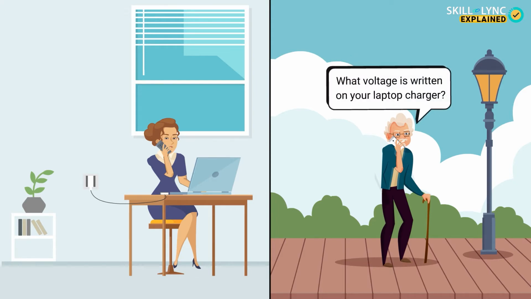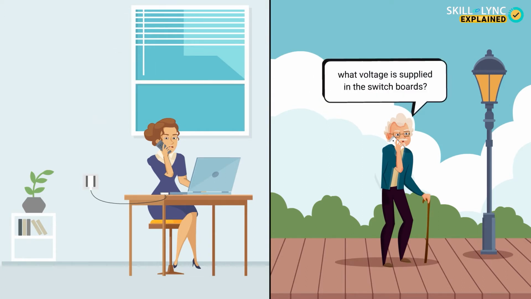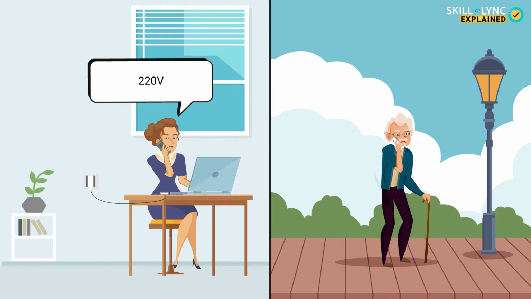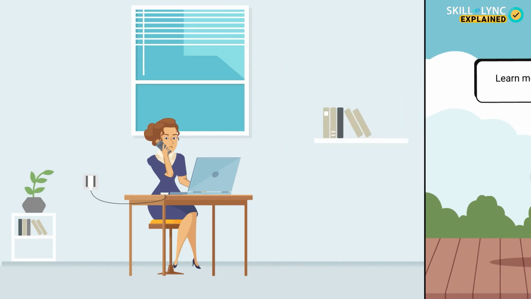Her uncle asks her to check her laptop charger and questions her what voltage is written on it. She says 19 volts. He then goes on to ask her, and what voltage is supplied in our switchboards? To this, she promptly replies, 220 volt. Correct. Now, how do you think this conversion takes place? He went on to explain that this is done with the help of power converters. Read more about them and this should surely give you an edge in your placement.